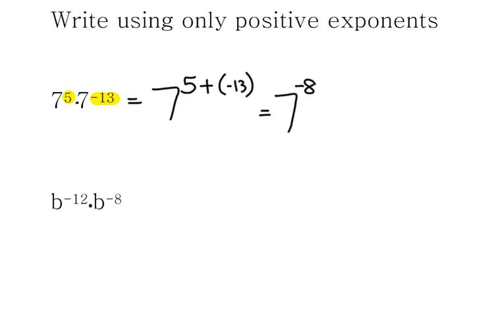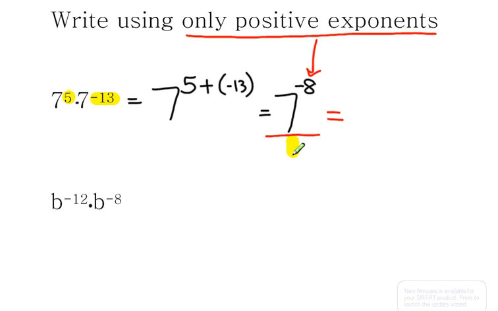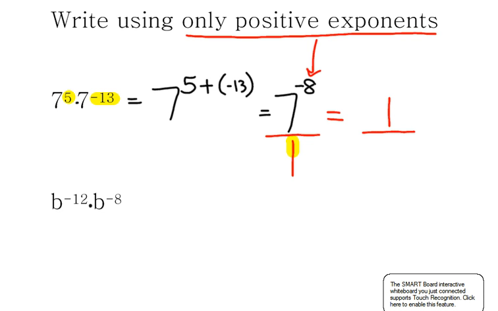And I'm almost done, except I'm going to go back and check these instructions again. These instructions say write using only positive exponents. Is this a positive exponent? No. So how do I make it positive? We learned to think 3 different ways in the last video on how to make this positive. One way was to consider this a fraction and to do the reciprocal of that fraction, which would be to flip this over, 1 over 7 to the 8th power.